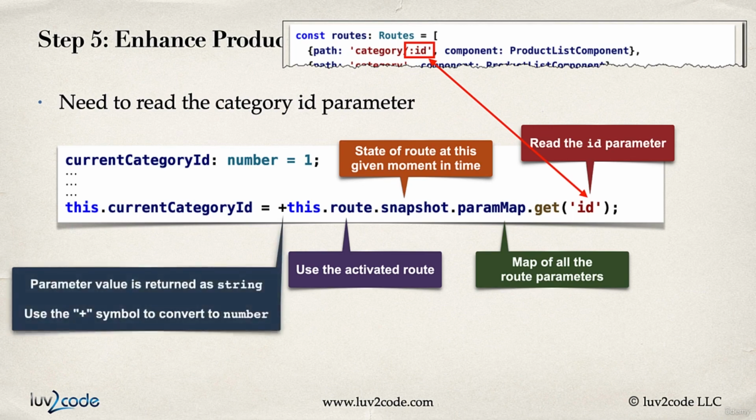So the parameter value is returned as a string. So we can actually use the plus symbol to convert the string to a number. So this is a little TypeScript trick here of converting strings to number. You simply use the plus symbol at the beginning of that given string, and it'll do the conversion for you in the background.